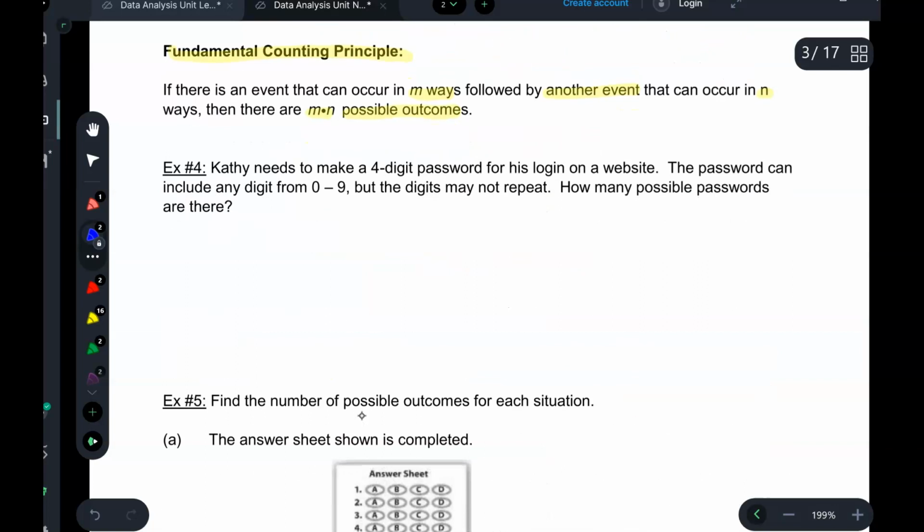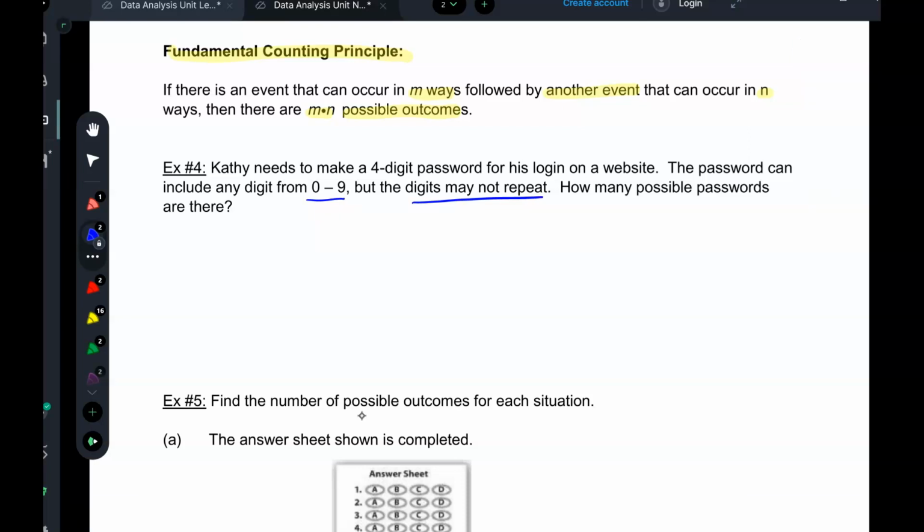Okay, let's take a look. Kathy needs to make a 4-digit password for his login on a website. The password can include any digit from 0 to 9, but the digits may not repeat. How many possible passwords are there?